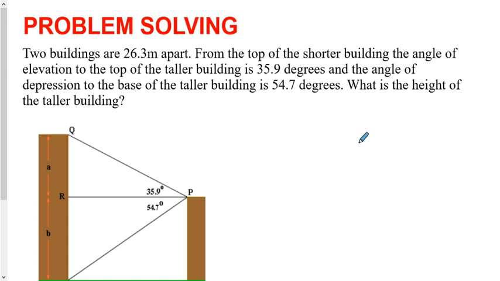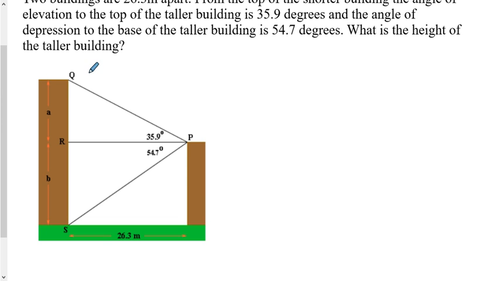First thing we're going to do is draw a picture. Now this already came with one, but I would draw a picture that looks like this. I would draw the distance between the buildings, a shorter building and a taller building, and I would draw the angles of elevation and depression showing how they go to that other building.